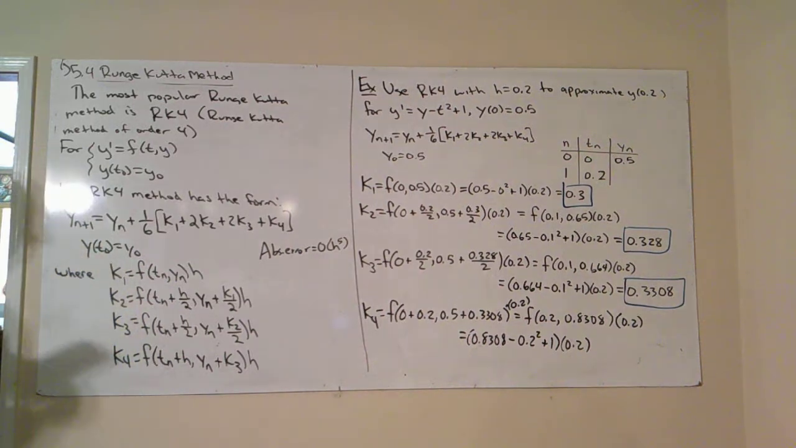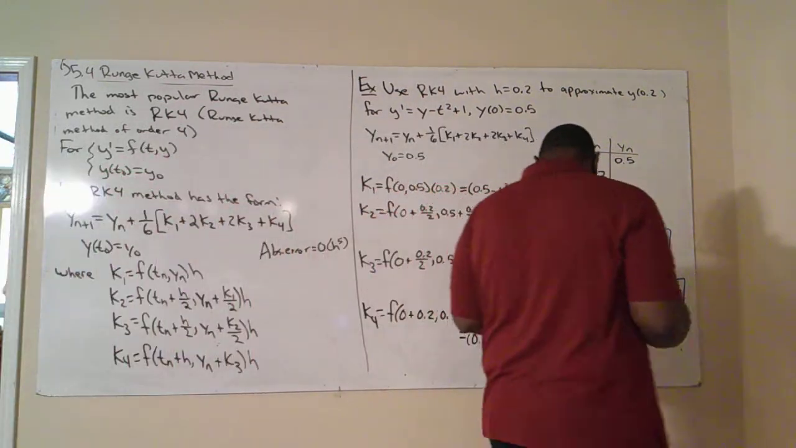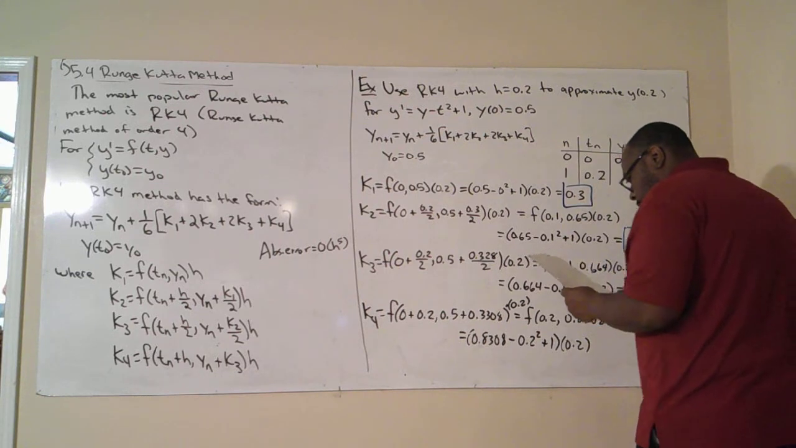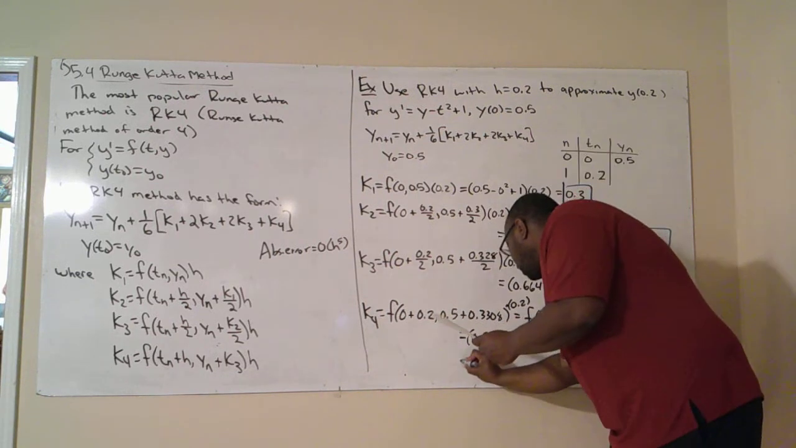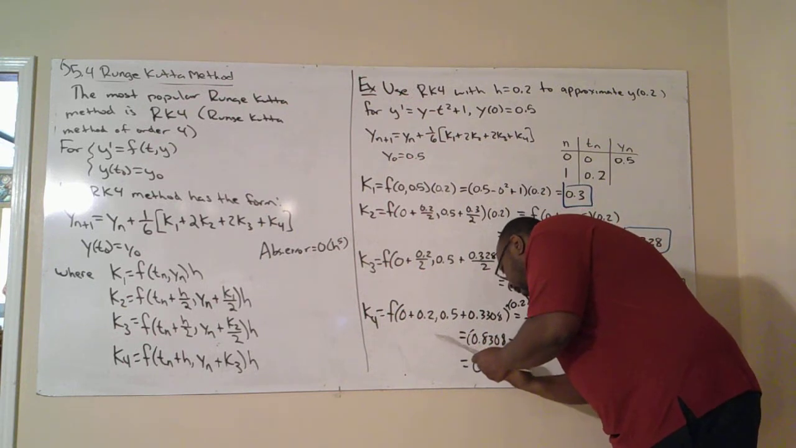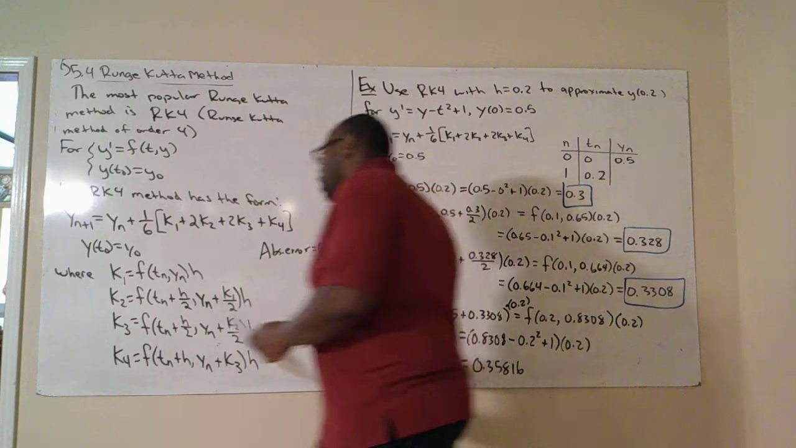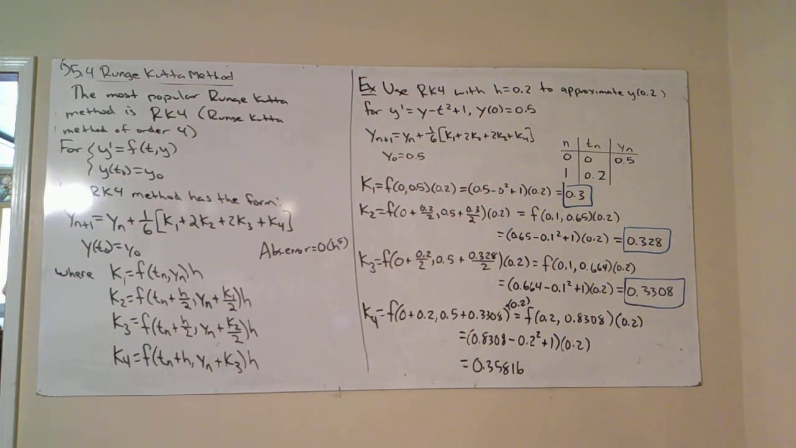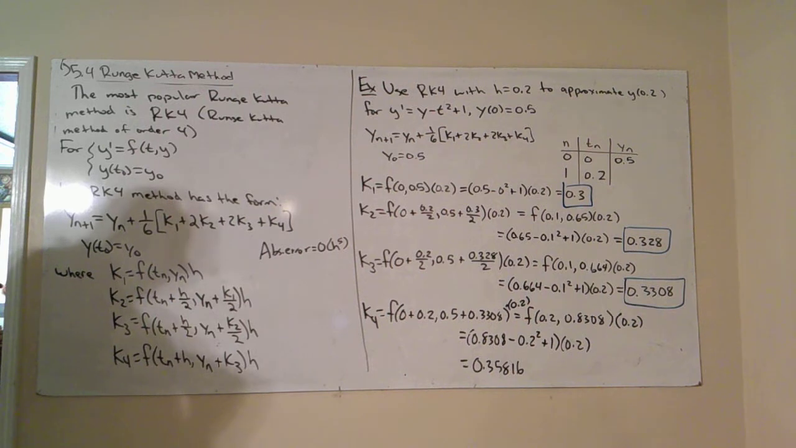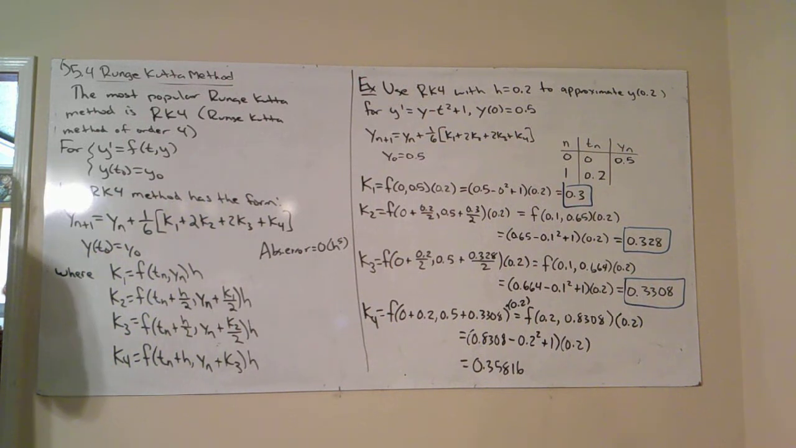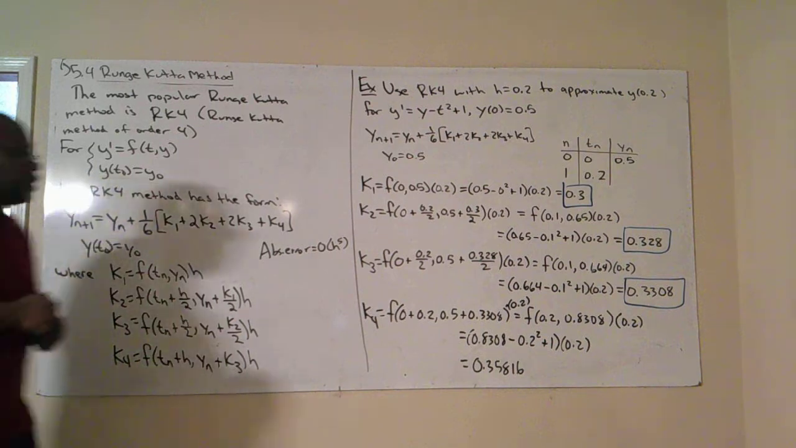And when you work that out, I have this is equal to 0.35816. Double check that real quick on my calculator here. So many numbers being thrown around, it's always a good idea to check it again. All right, so that's what I have, 0.35816. Hopefully the other ones are good.